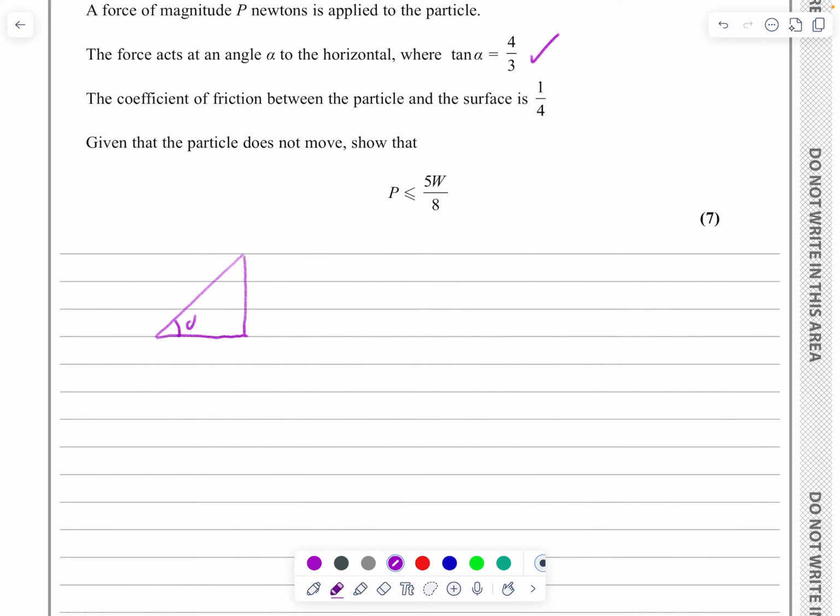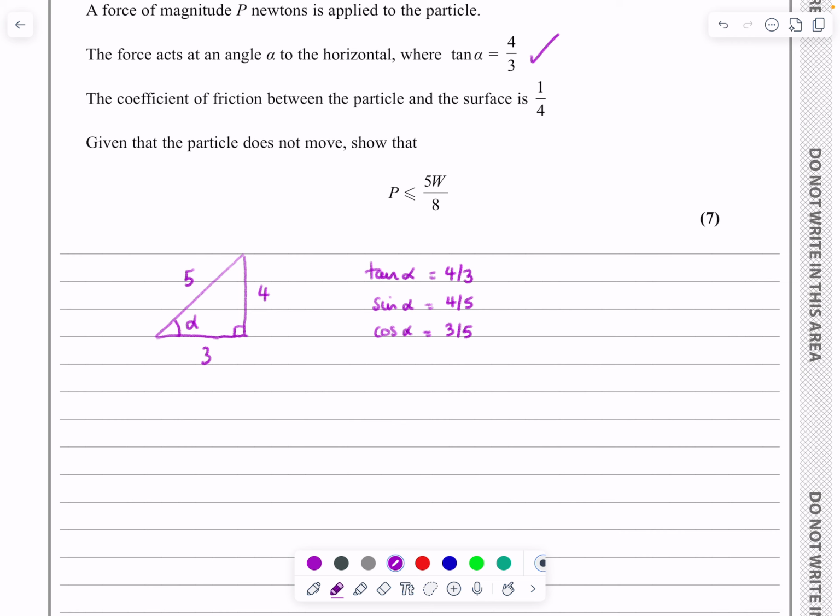If tan alpha is 4/3, then I can say that's opposite over adjacent here. Well, I can set up this right angle triangle, the 3, 4, 5. Use Pythagoras if necessary, but it's a 3, 4, 5 triangle here. So I can see that tan alpha is 4/3. They've told me that. But I can work out that sine alpha is opposite over hypotenuse, so that's 4/5, and cos alpha is adjacent over hypotenuse, so that's 3/5.